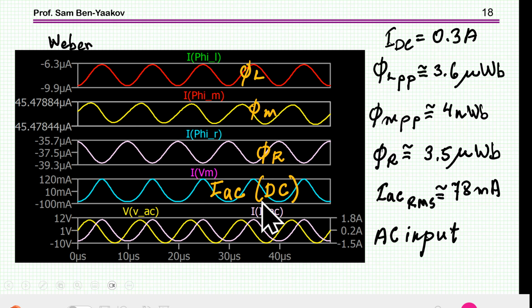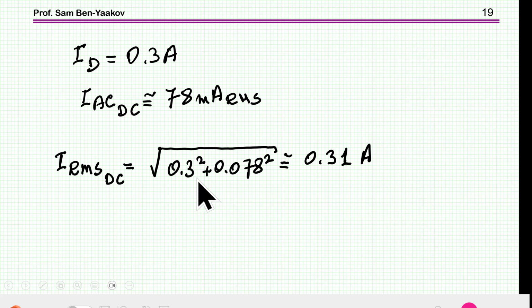Now, consequently, the AC current is now much higher. It is about 78 milliamp RMS. However, if we look at the total RMS on the winding, we have to sum up the contribution of the DC plus the contribution of the AC. And as you can see, although it is 78 milliamp as compared to the 0.3 amp, the contribution to the losses is small. In fact, we have just about the same RMS as we have with the DC itself. So the penalty here is not that much.